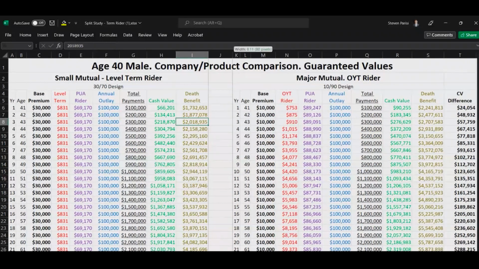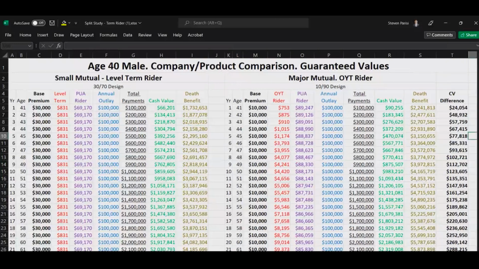So as we take a look at this, and again, if your goal is to maximize cash value, which one gives you more money? First year difference. What do you notice here based on the guarantees? 10/90 with that major mutual design, $90,000. With the 30/70 design, $66,000, $24,000 difference right out of the gates.